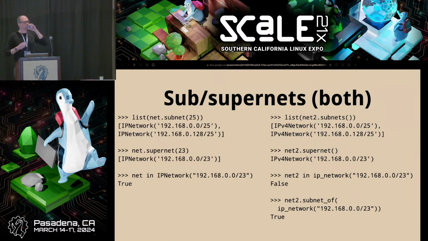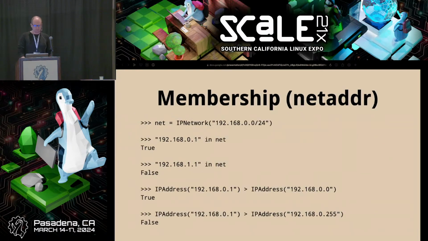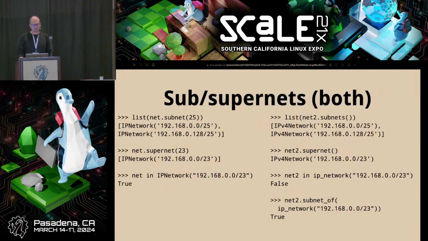So on the left of this slide and the next couple slides, we have NetAddr. On the right, we have IP address. I'm comparing the fact that they do basically the same things. Maybe the syntax is a little different. But these are subnetting and supernetting calls. There's a lot to unpack here, so I'll kind of talk through it. On the top left, in the first one, it's a list. So we're calling net.subnet. And this net is actually from the previous example, sorry, it's this one, 192.168.0.0/24.